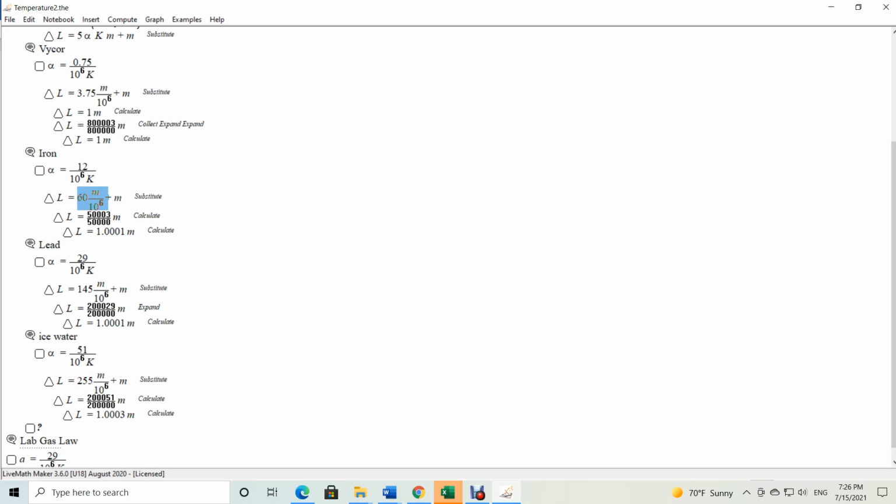It's 60 times 10 to minus 6 for iron. Here is 0.75 times 10 to minus 6, and so on. This one is twice as much as this one. This one is almost twice as much as this one. Almost twice as much.